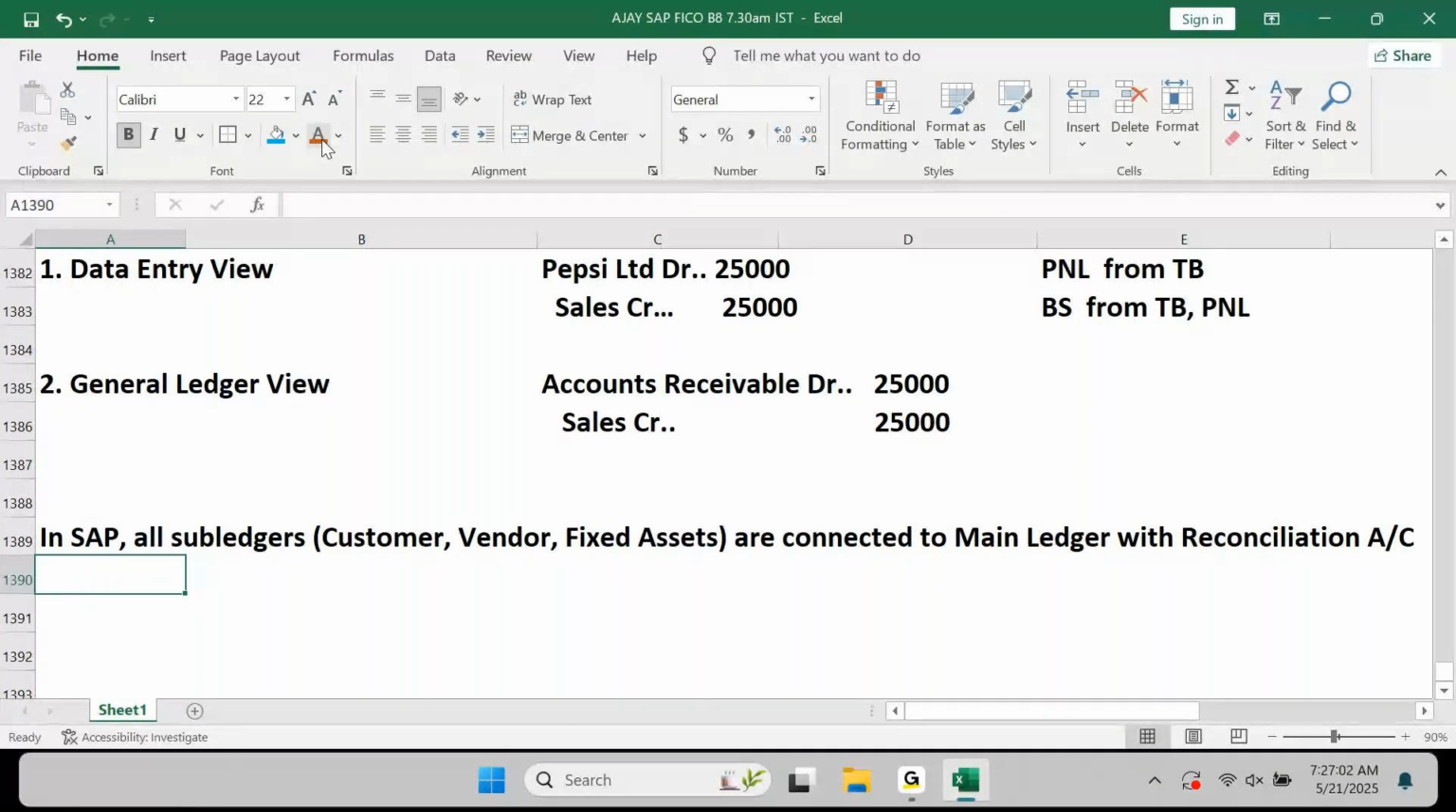Now accounts payable is what? Vendor. Normal account or reconciliation account? Accounts payable is the reconciliation account. Accounts receivable, reconciliation account. And the asset related account, in short the fixed asset related account, reconciliation account. Reconciliation means what?